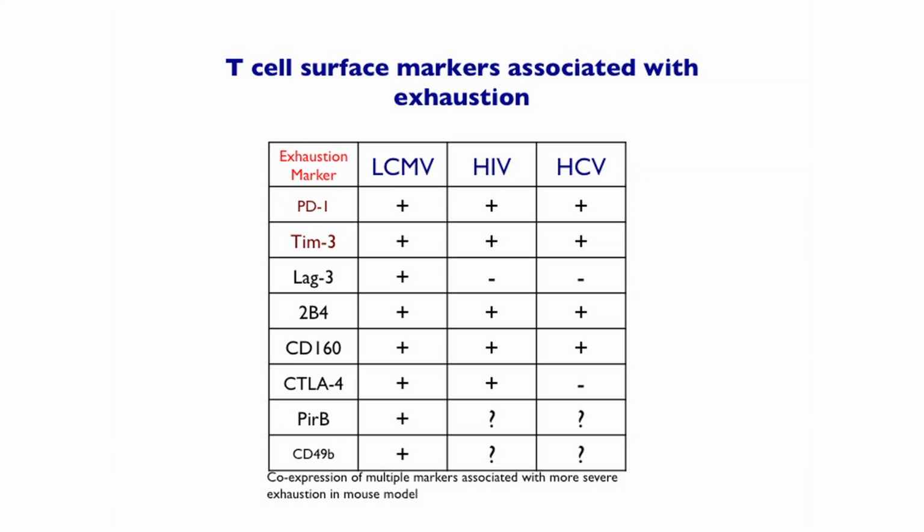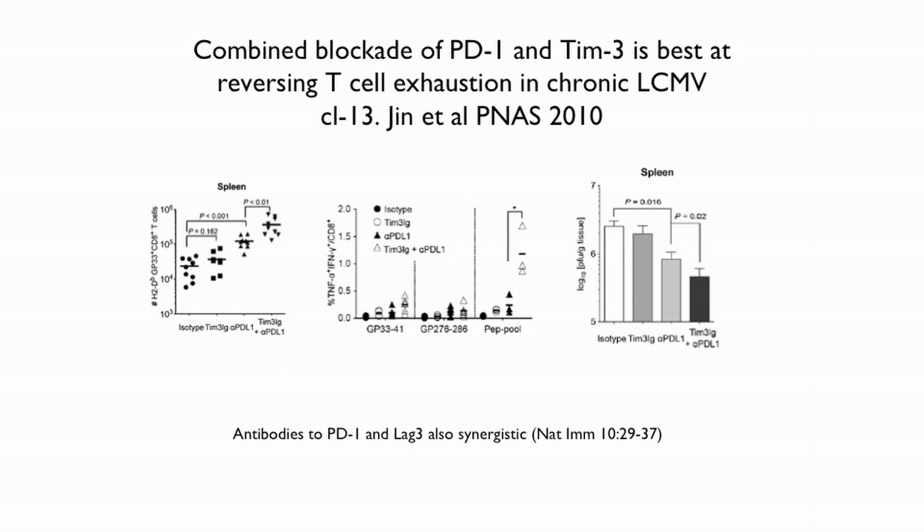Now there are other inhibitory molecules that have also been described, and this is a whole list of them, and they've been described in HIV and HCV infection. It seems that if you co-express these molecules, you have more immune dysfunction. And one interesting thing is that if you block both PD-1 and TIM3, as Raffi did, you can enhance the function of these T cells synergistically in the LCMV model.